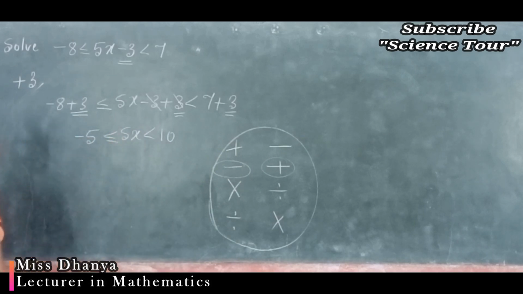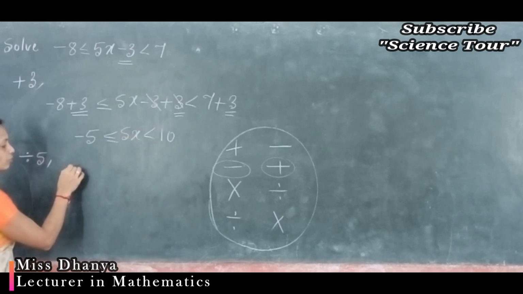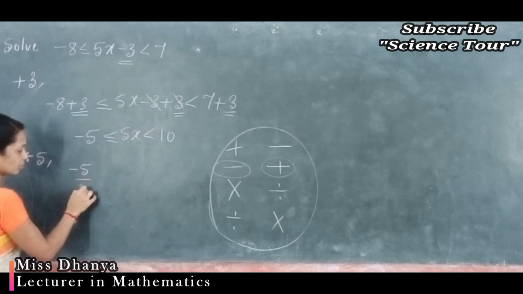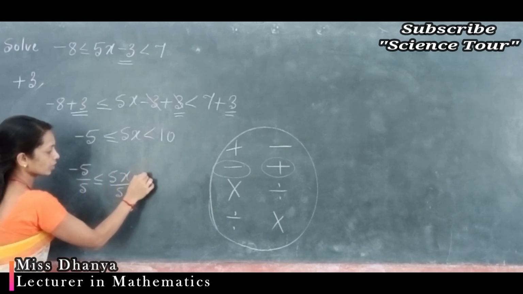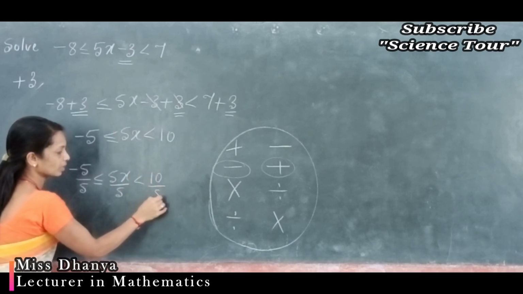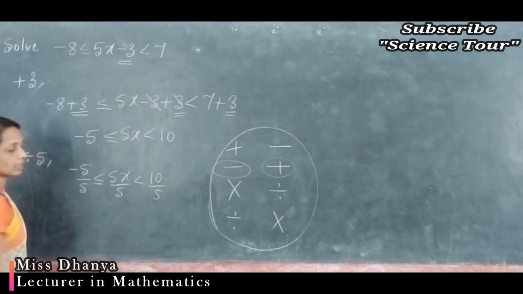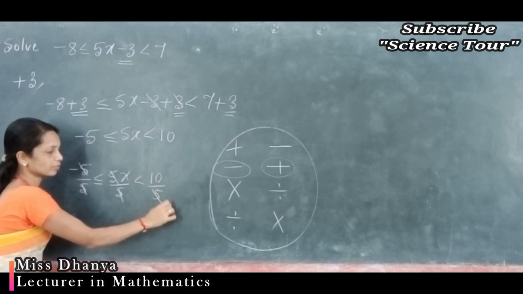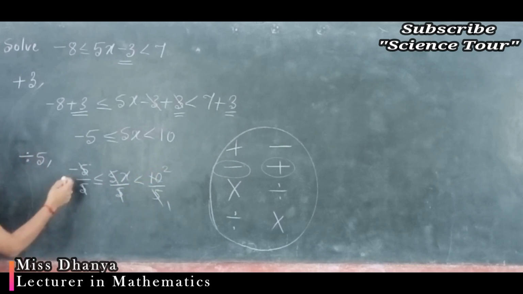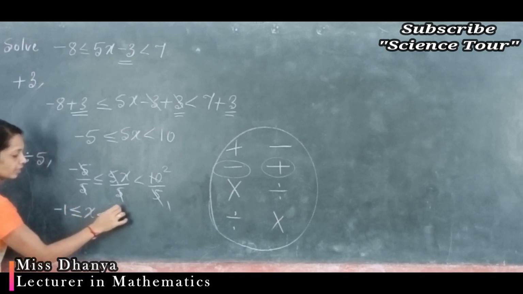To cancel the 5, you have to divide by the same number, 5, on each side of the inequality. So we get -5 divided by 5 less than or equal to 5x divided by 5 less than 10 divided by 5. All these I wrote, and what we did is divide by 5. So here the 5 cancels, here also it cancels, 5 once, 5 two times. So what we are left with is -1 less than or equal to x less than 2.